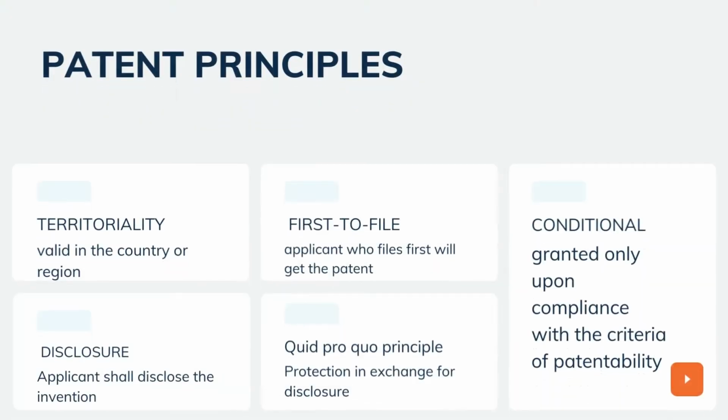Patent principles. 1. Territoriality. Patents are only valid in the country or region in which they have been granted. 2. First to file: the applicant who files first will get the patent. 3. Disclosure: the applicant shall disclose the invention in a manner sufficiently clear and complete. 4. Quid pro quo principle, protection in exchange for disclosure. 5. Conditional: patents are granted only upon compliance with the criteria of patentability.